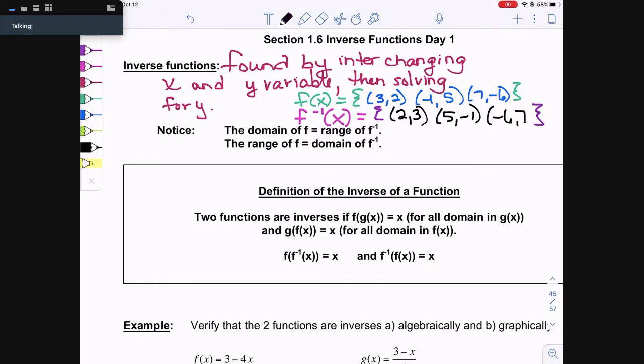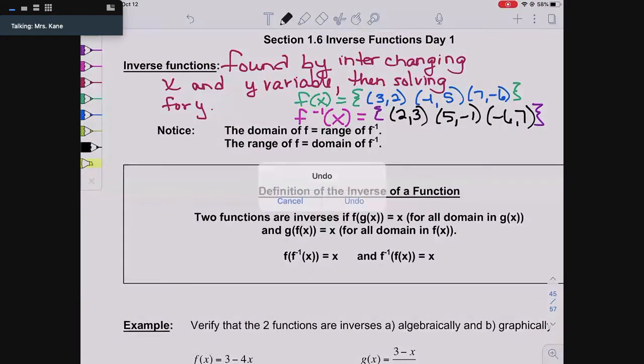So literally, an inverse function can be found just that simple by taking a set of points, switching x and y. That's how you find an inverse.